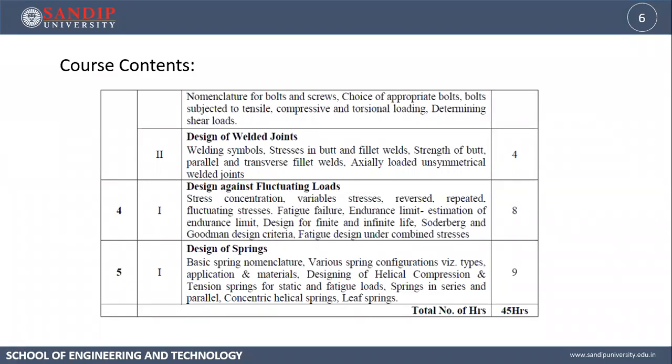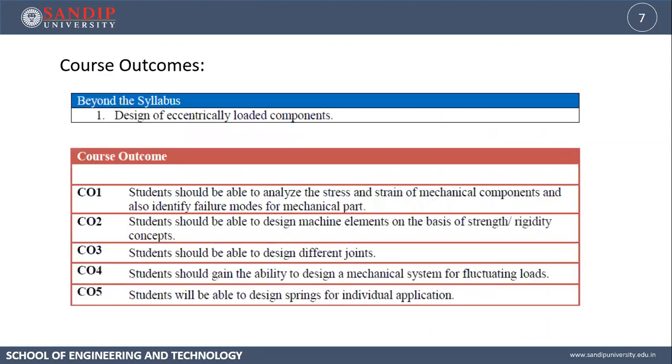So roughly 45 hours duration of the course is there, but considering today's scenario of online learning, it may be extended. There may be certain additional lectures which we need to do. Then after delivering the contents, after going through the syllabus, what outcomes are expected, what the student should learn, what the student should know. So 5 course outcomes are there.